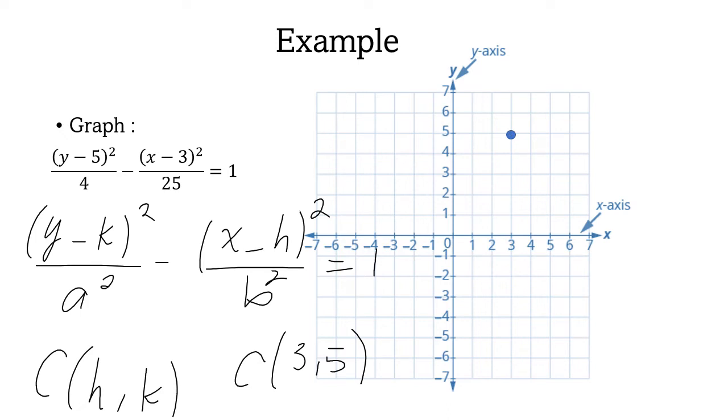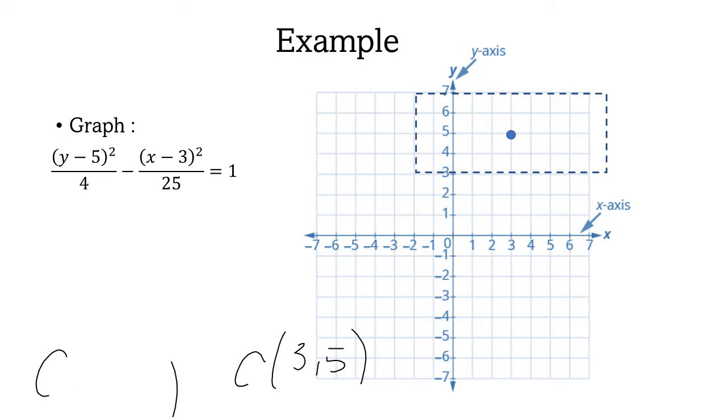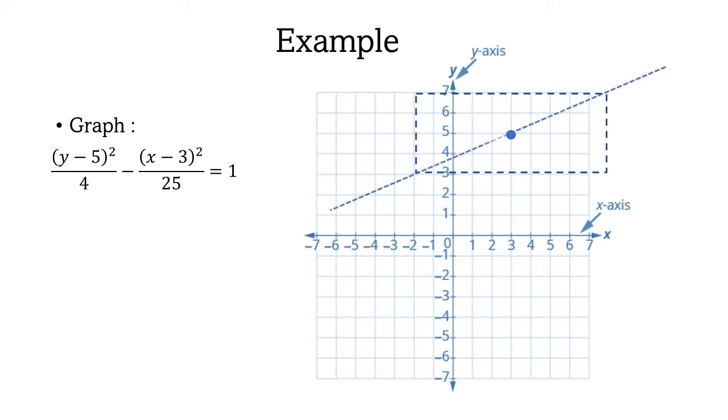Keep in mind my a is 4 and we're starting with the y, so we're going to draw a rectangle 2 units above and below that center and 5 units to the left and to the right of the center. Now we're starting with y squared, so my vertices and my foci are going to be parallel to the y-axis. So these are my vertices.